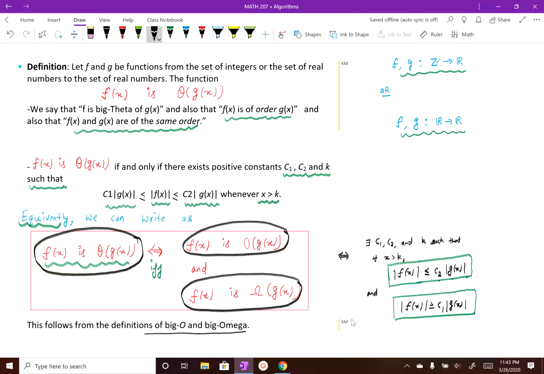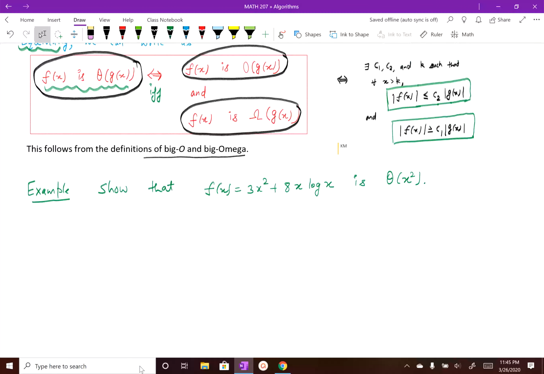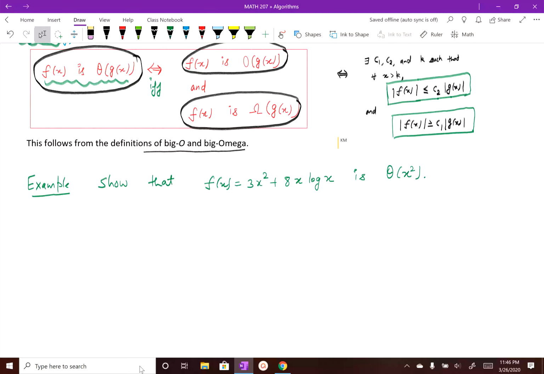So this big theta notation will give us the lower as well as the upper bound on a given function. So in our first problem, we have to show that if f of x is 3x squared plus 8x log x, then f of x is big theta of x squared. Now from this definition, we can show that f of x is big theta of x squared if we can prove that f of x is big O of g of x and f of x is big omega of g of x. Okay, so let me write the solution here.